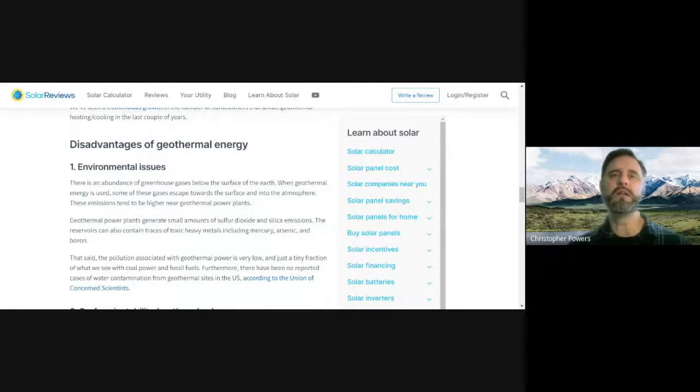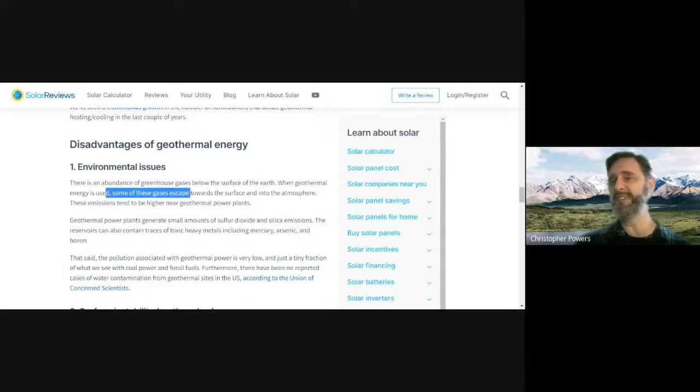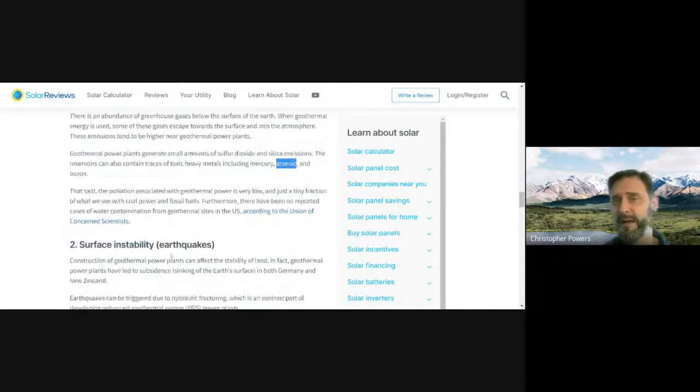What are the environmental issues and disadvantages? Abundance of greenhouse gases below the surface. When it's used, some of these gases escape. Now, that's some environmental issues, and we're trying to get non-environmentally bad. So what kind of toxins are in there? We have some mercury, arsenic, and boron. Not boring, boron. All right. So arsenic, hugely poisonous to humans. I'm not going to give you ideas, but there's a good movie back in the old days about that.